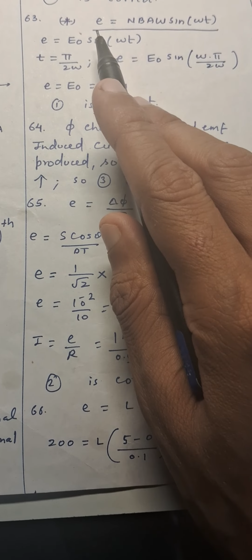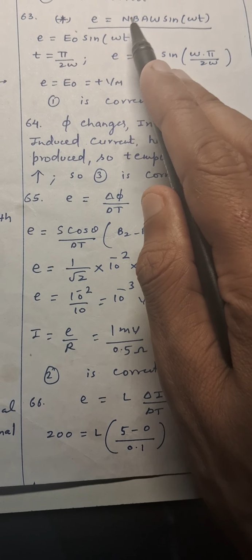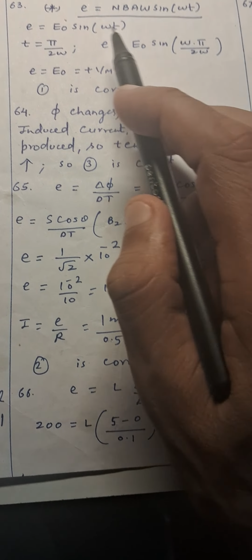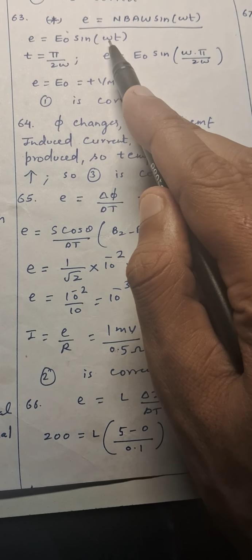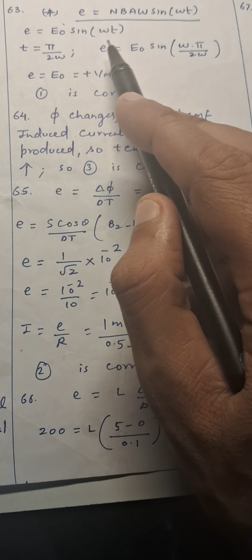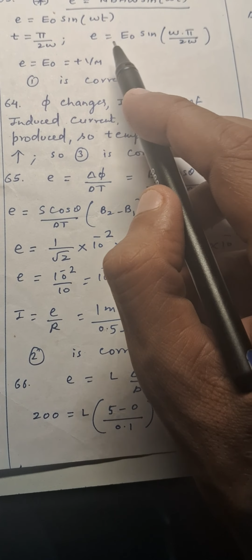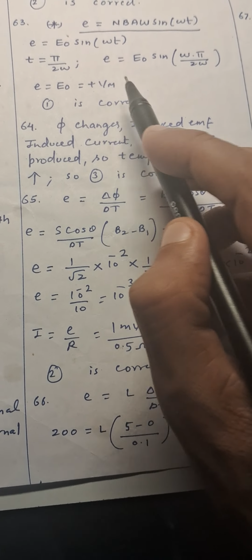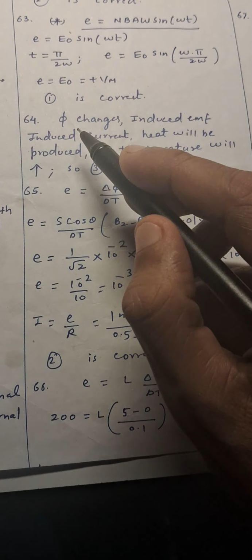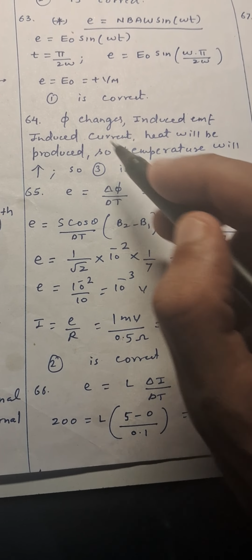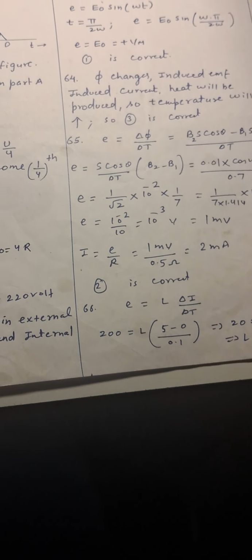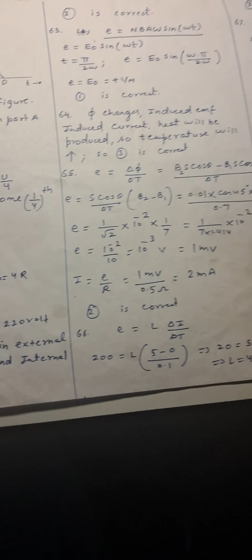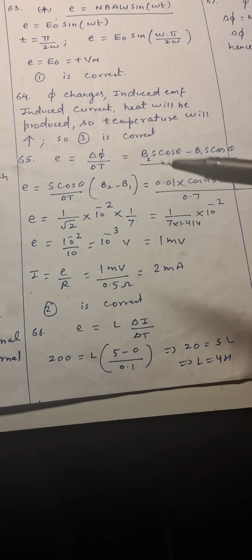Next, we have a question based on the induced EMF. The induced EMF is N B omega sin omega t. This term I write as E naught, so E is equal to E naught sin omega t. If time is pi by 2 omega, we substitute the expression for time, then we have E equal to E naught, which is plus V. Next, we have a question based on the flux. If flux changes, induced EMF will be there and heat will be produced, so the temperature will increase. Hence option 3 is correct over here.